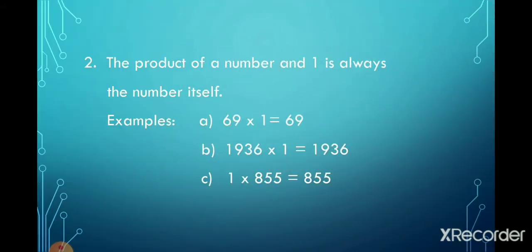Second one, the product of a number and 1 is always the number itself. That means when you multiply any number with 1, you will get the number itself. For example, 69 into 1 is 69 only, and 1936 into 1 is 1936 only. Or when you multiply 1 with any number, 1 into 855 is 855 only. The number with which you are multiplying 1, you will get the same number.